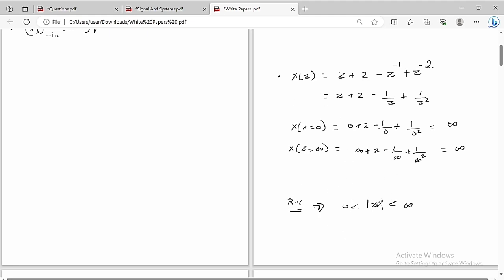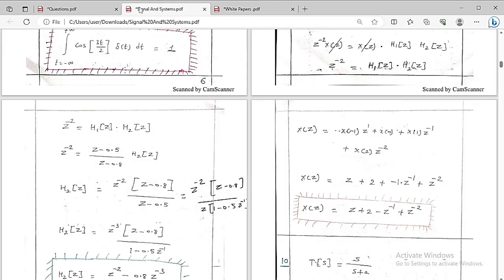The ROC is going to lie between 0 and infinity, except the value of 0 as well as the value of infinity. The remaining region is the ROC, meaning all over the z-plane except 0 as well as infinity. This is the ROC for this signal. So this is the correct solution of this question.